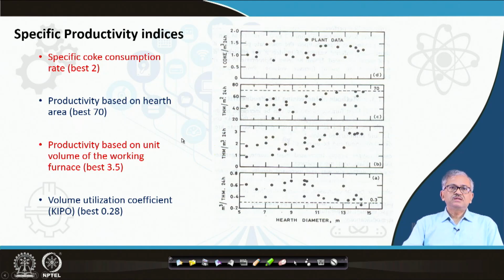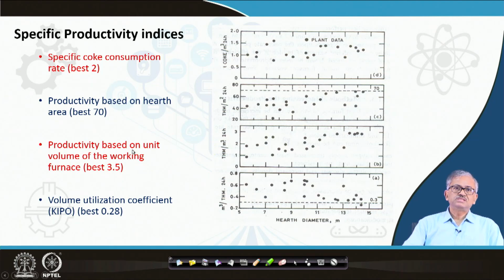Another way is to define the productivity based on the hearth area. If you increase the hearth area, the specific productivity is the ton of hot metal per unit area of the hearth per day. So one definition is per unit area of the hearth, and its best value is around 70. If you have about 70, then it is quite a good value.